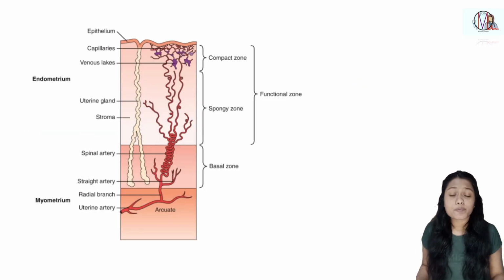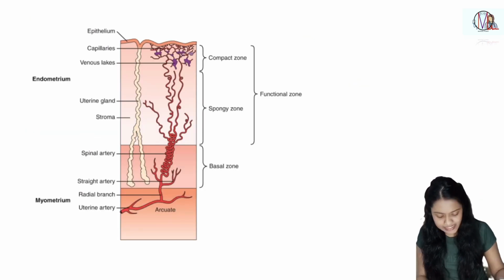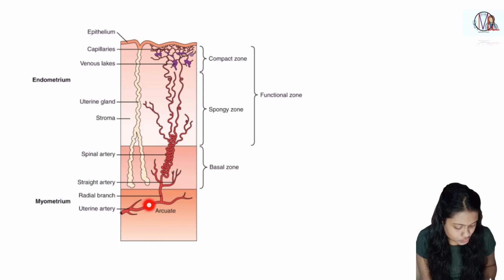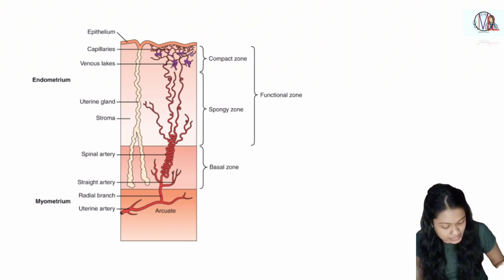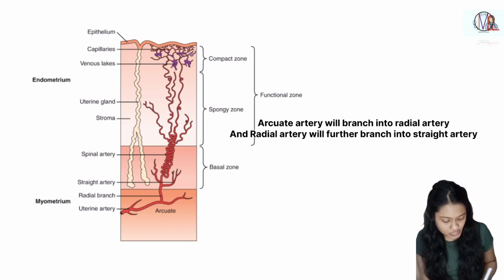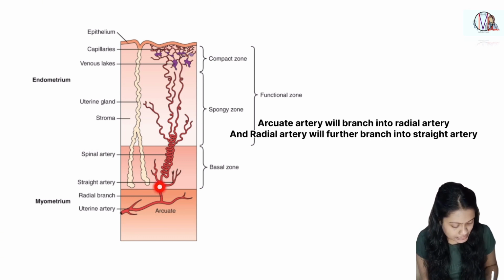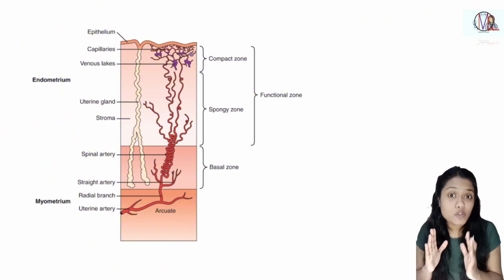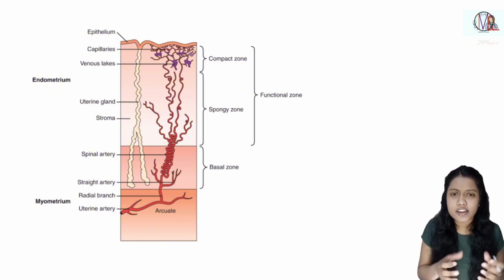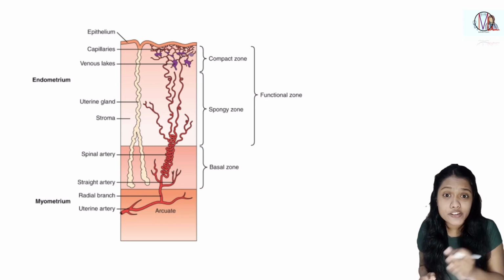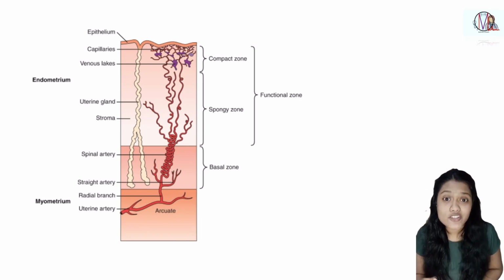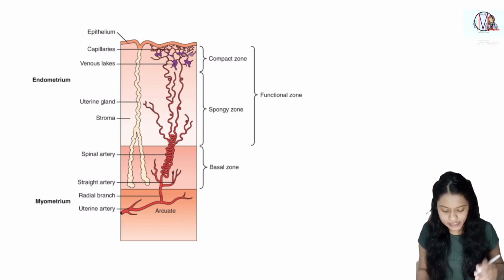Let's move forward. Now in this picture you can clearly see that this is the uterine artery, and this uterine artery will further branch into the arcuate artery. This arcuate artery will further branch into the straight artery in the basal zone. Now this endometrium has two zones, two layers, the basal layer and the functional layer. When we say that the endometrium will shed during menses, we are talking about this functional layer. This functional layer will shed. How? We'll talk about that.